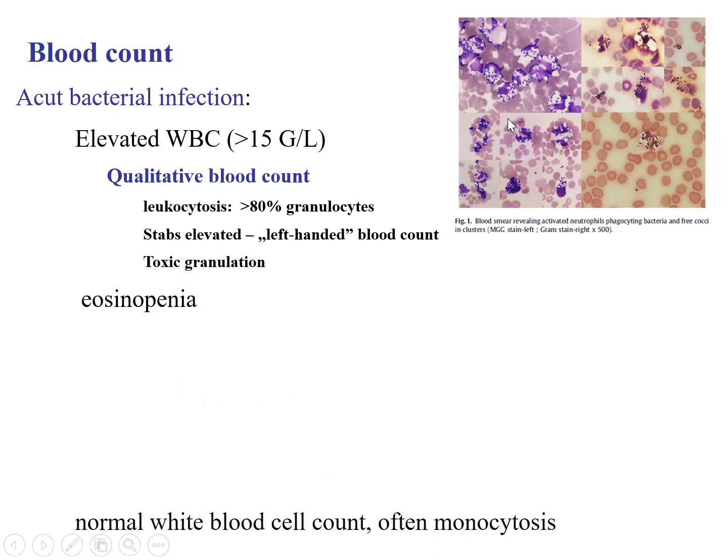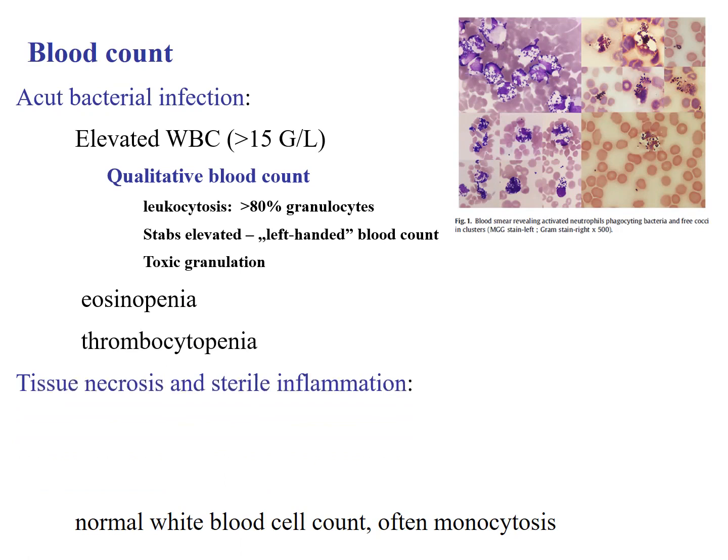I would like to show you this picture because it's very funny. Here you can see this blood smear revealing activated neutrophils, phagocytic bacteria, and free cocci in clusters. So rarely we can find this picture during Staphylococcus aureus caused septicemia. And the other parameters during sepsis that we can find many times are eosinopenia and thrombocytopenia.